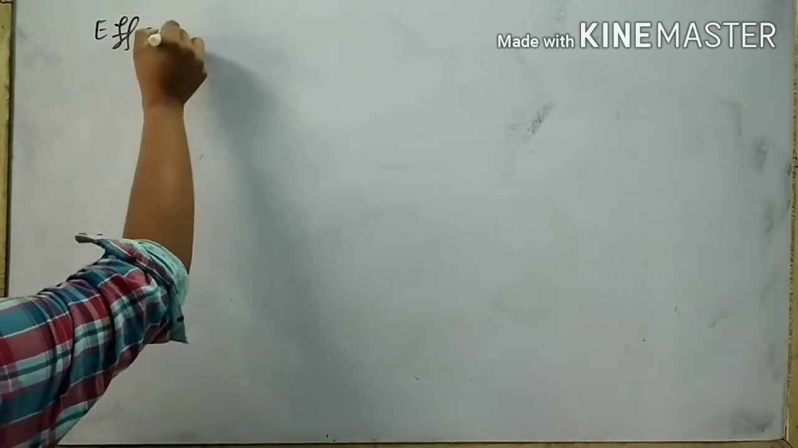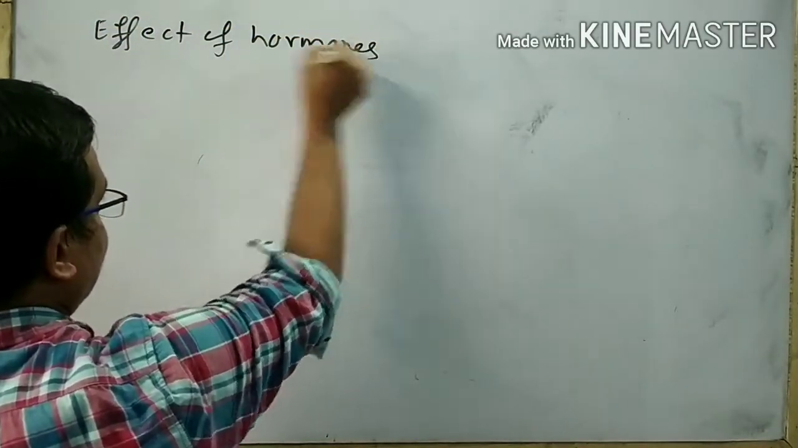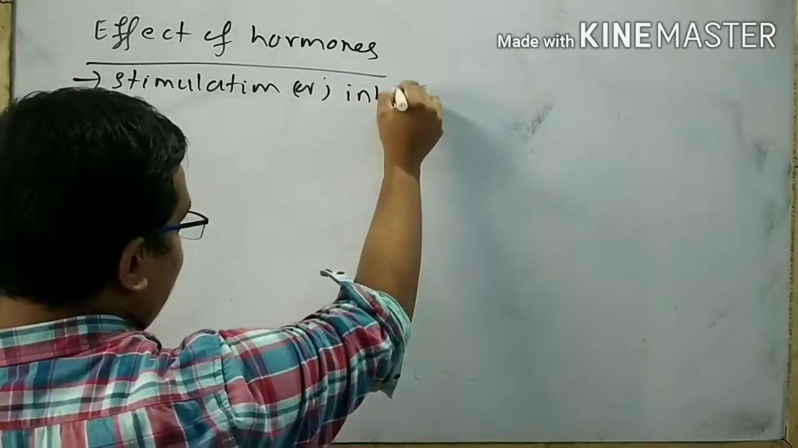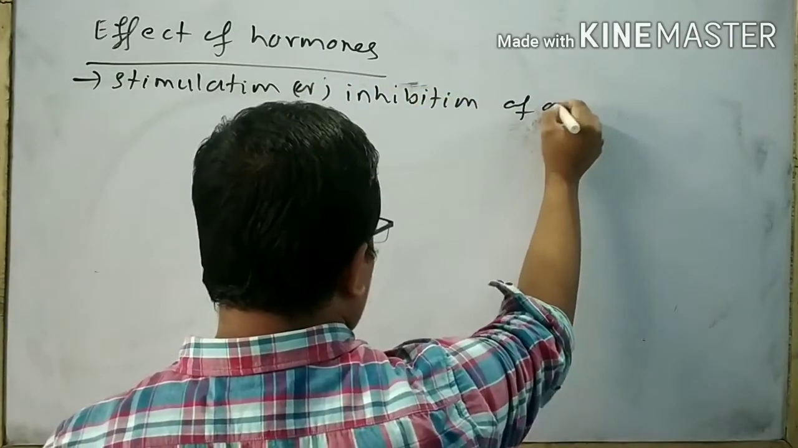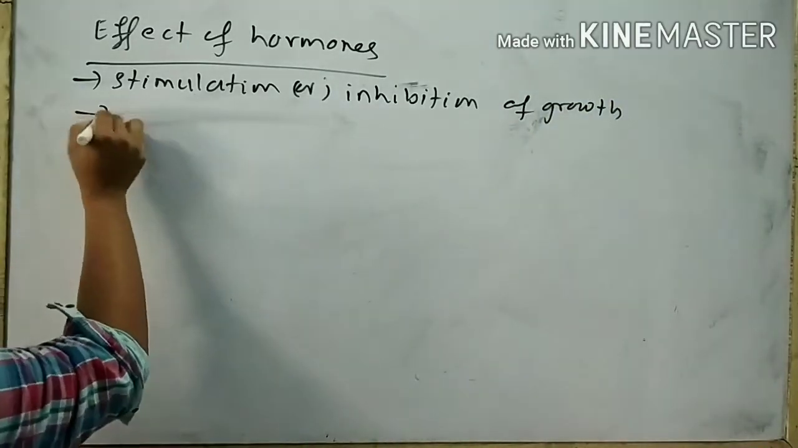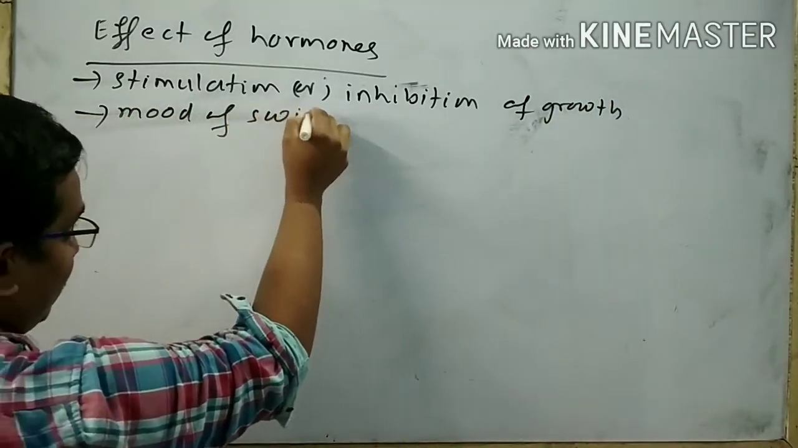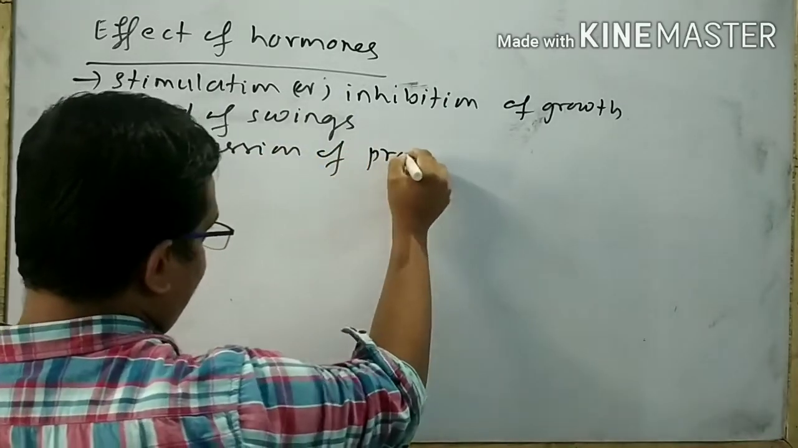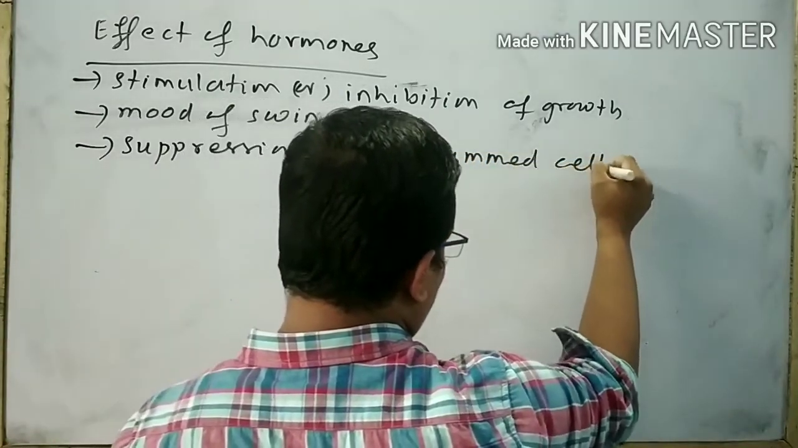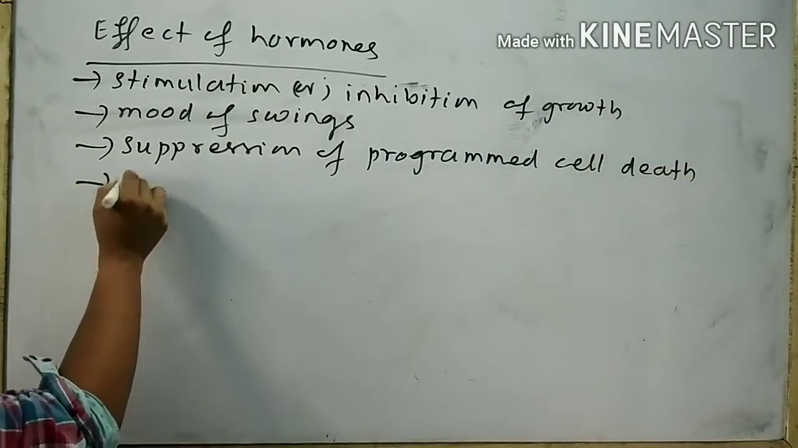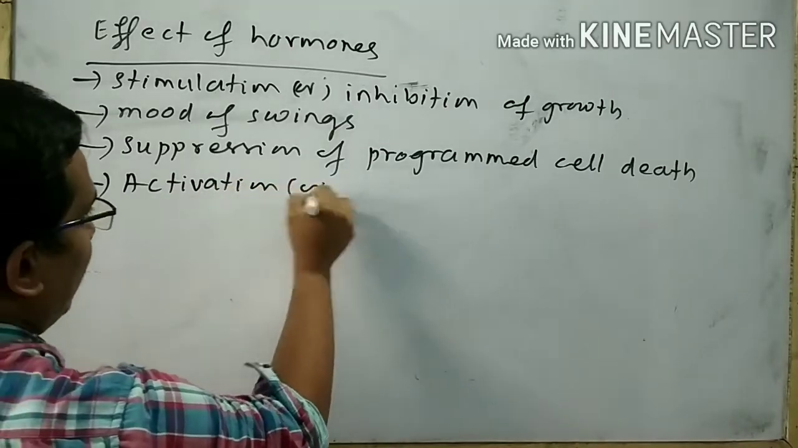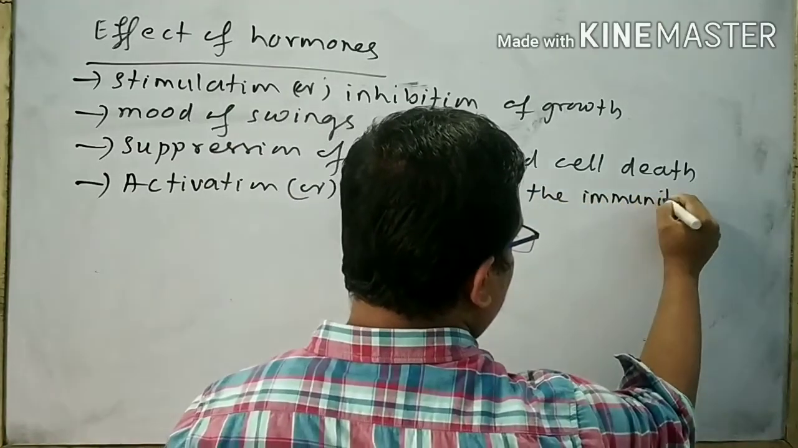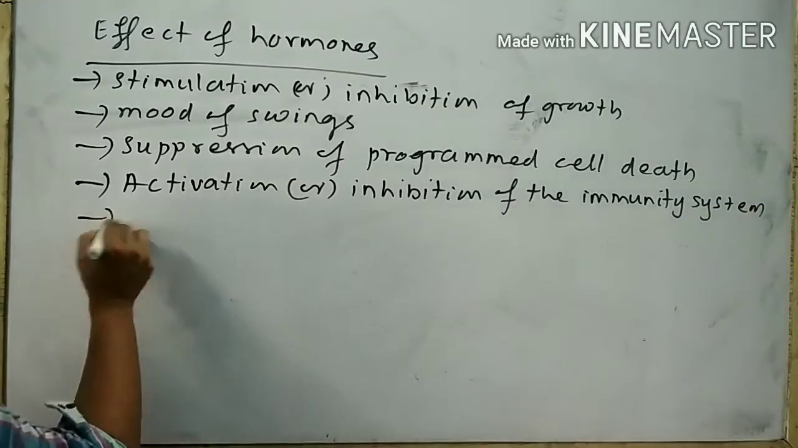Next I will discuss about the effects of hormones. First effect is your stimulation or inhibition of growth. Next is your mood swing. Next is your suppression of programmed cell death. Next is your activation or inhibition of the immune system. Next is your sexual arousal.